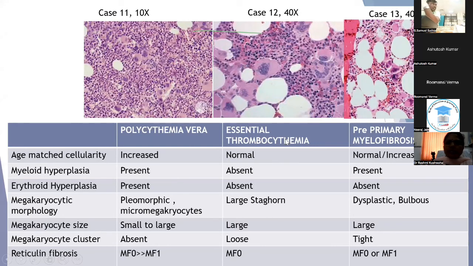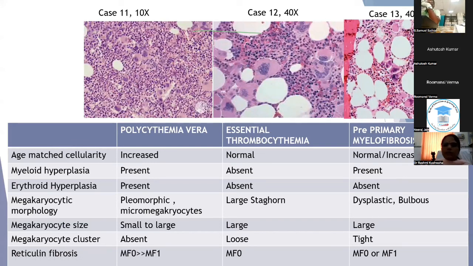Whereas in essential thrombocythemia, there is proliferation of the megakaryocytes, whereas the granulocytic and erythroid lineages are normal and they don't undergo proliferation. In pre-primary myelofibrosis, there is proliferation of the granulocytic cells, whereas the erythroid cells are usually normal. There is no erythroid hyperplasia. There is proliferation of the megakaryocytes.